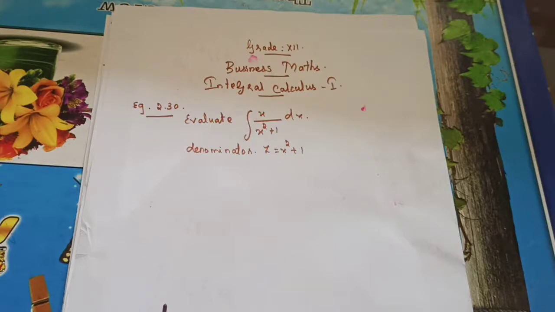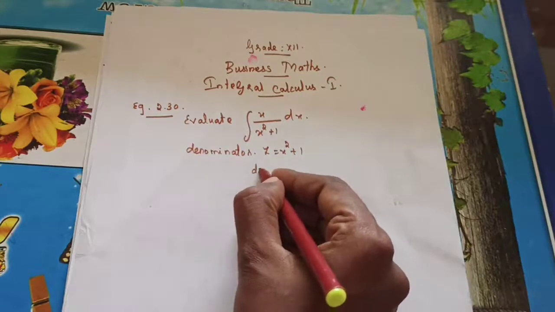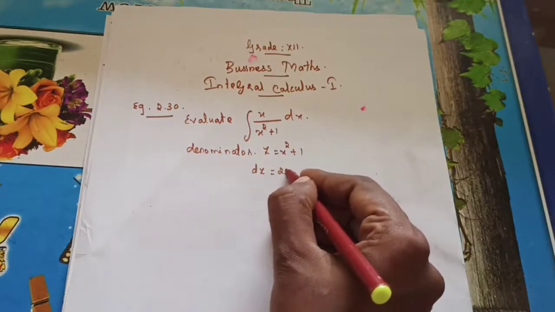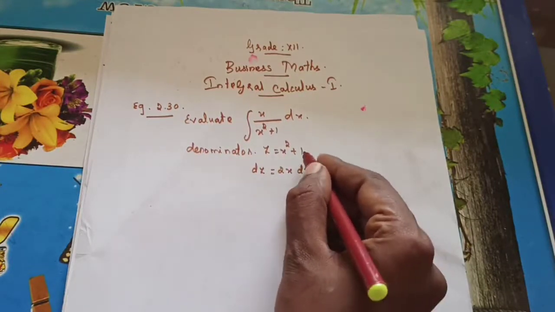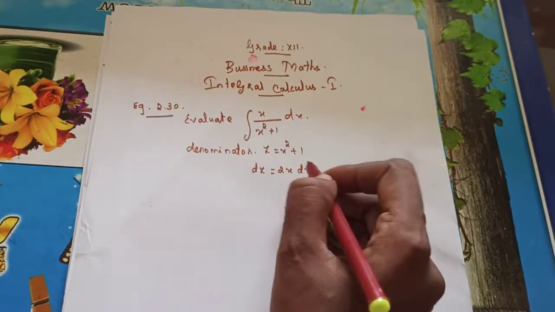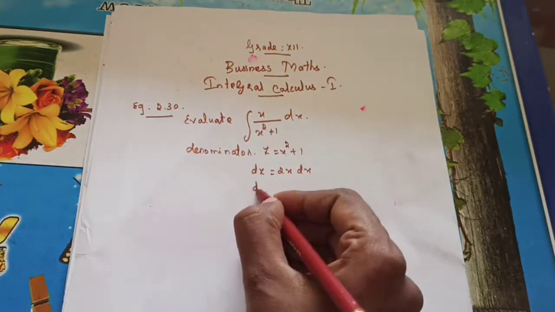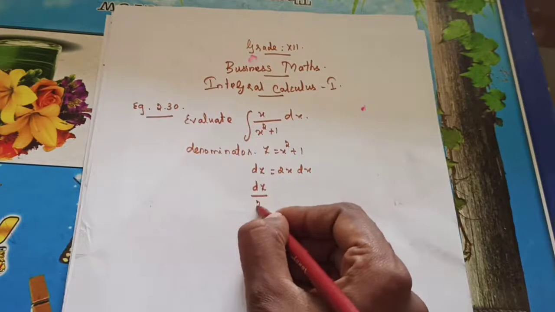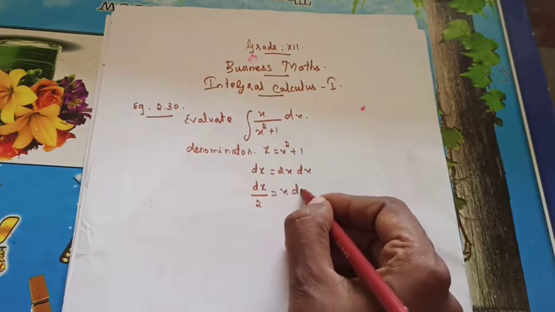Here we are going to convert the denominator value x square plus 1 as z. So z is equal to x square plus 1. From here, if I am finding dz, what's the differentiation? 2x dx. Is it right? This is a constant. So 2x dx. Then from there, dz by 2 means you will get the x dx value.